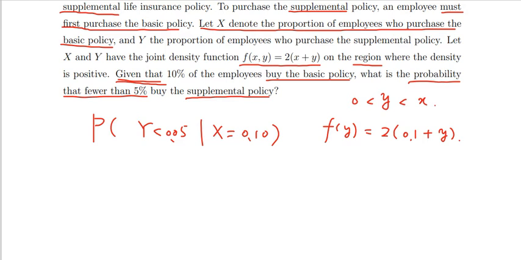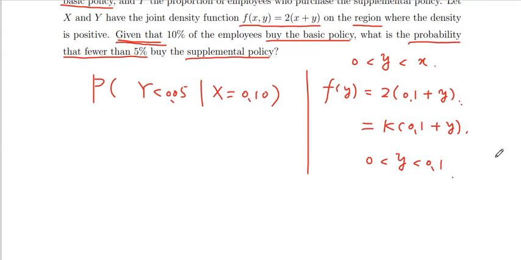Okay, so maybe this is not a density function. So maybe we should put k times 0.1 plus Y. And what is the condition for Y? This Y is less than 0.1 and larger than 0. So we need to find this k, right?